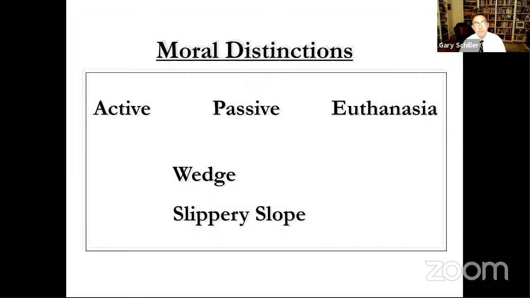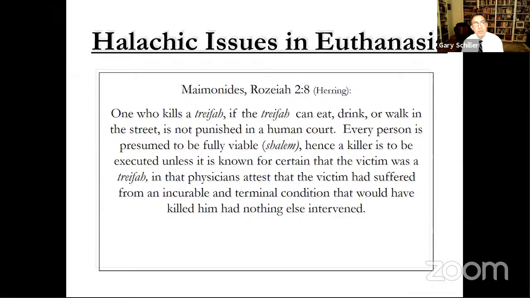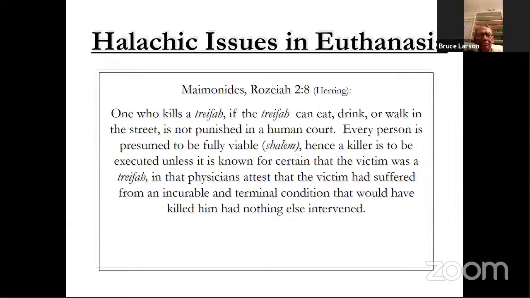So we will get to a little more. Well, I'll leave you with one more little statement from a great physician and writer with whom you can disagree. One who kills a treifa, which is not only used for something that's not kosher, but something that is potentially perishable, if the treifa can eat, drink, or walk in the street, is not punished in a human court. Every person is presumed to be fully viable. Hence, a killer is to be executed unless it is known for certain that the victim had suffered from an incurable and terminal condition that would have killed him had nothing else intervened.